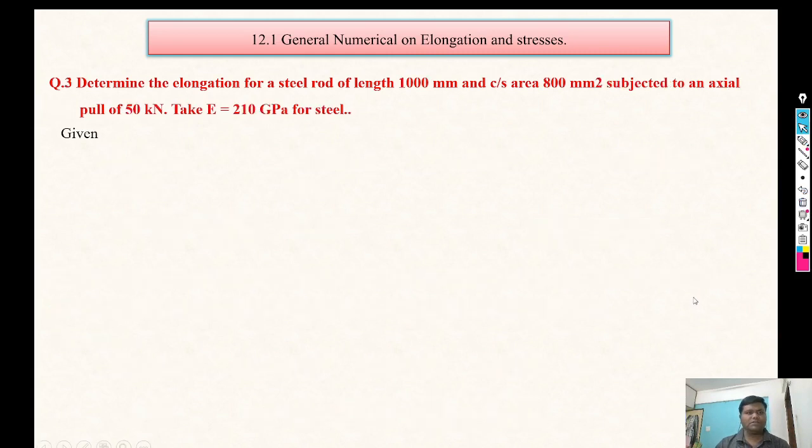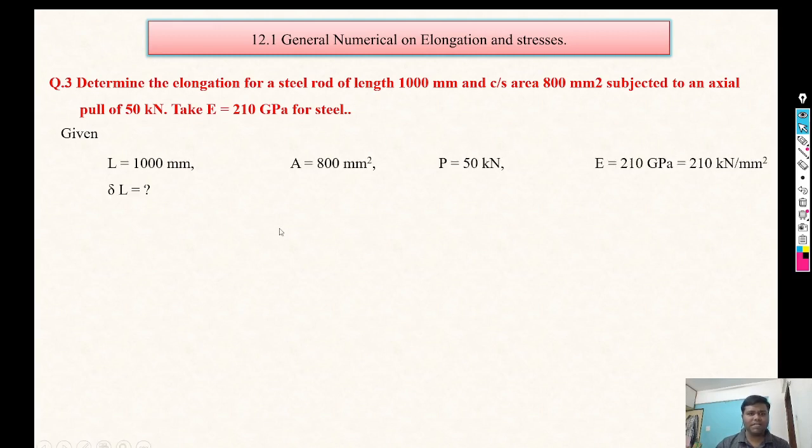Now next, third one: determine the elongation of a steel rod of length 100 mm and cross section area 800 mm square subjected to an axial pull of 50 kilonewton. Take E equals 210 gigapascal for steel. Again the same, elongation we require. All values are given, just put in all the values, you will get the answer.